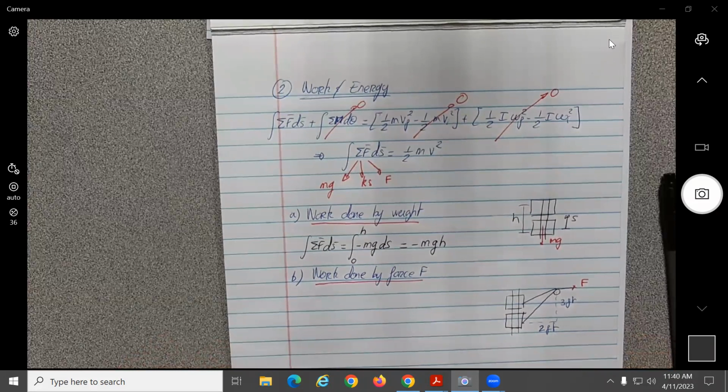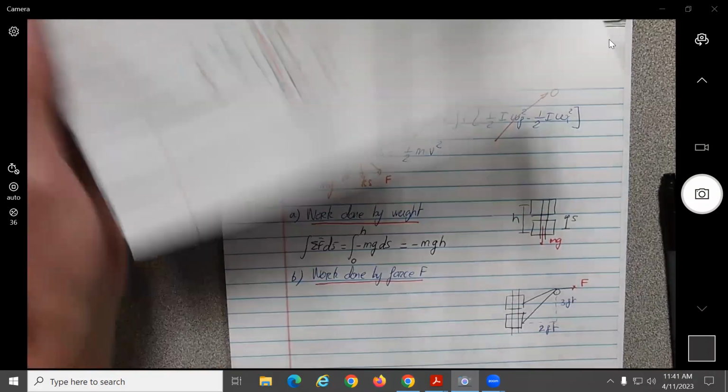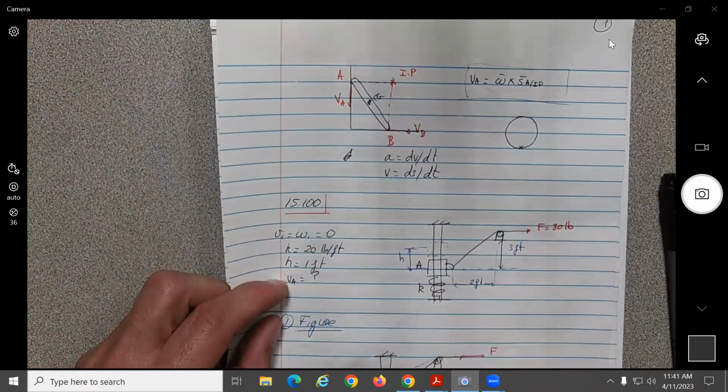So how much is the force F going to move? Is it going to move the 1 foot? It doesn't really fall, does it? What I mean is, it is the one that makes everything move. The thing that makes this move up is this force, right?